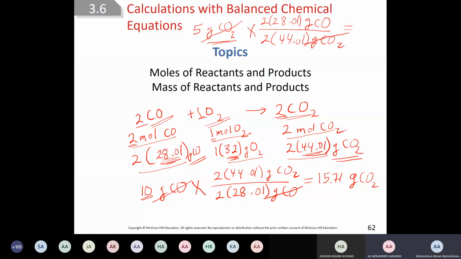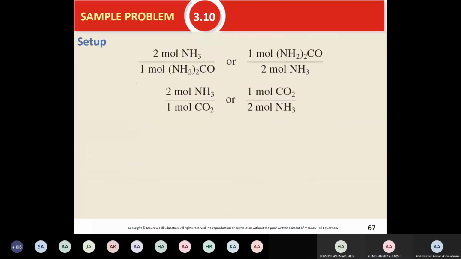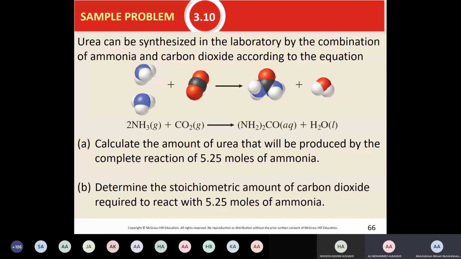3.18. Don't forget to write gram CO. Okay, is this clear? How easy? Good. Let's solve this problem.